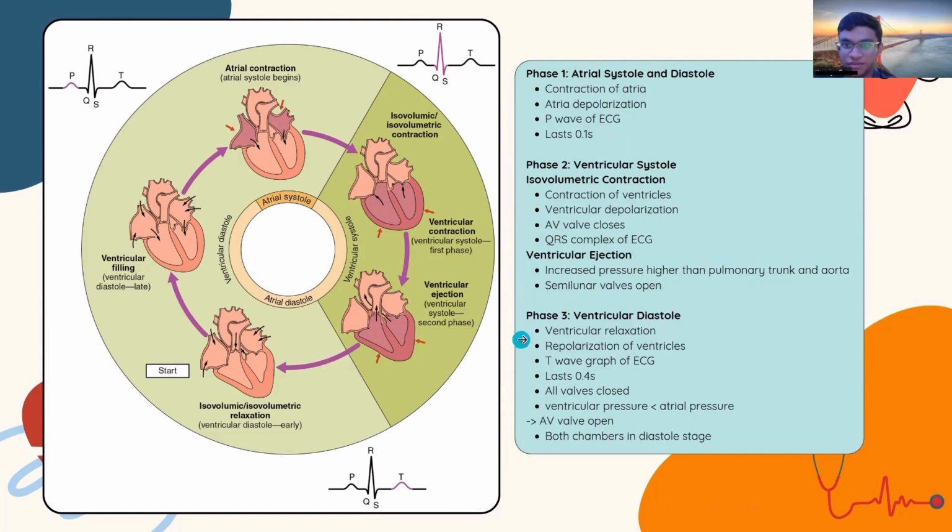Then we have the third phase, which is the ventricular diastole. In this phase, the ventricles will relax and repolarize. It is represented by the T wave in the ECG graph. It will last for 0.4 seconds and all valves will be closed. Ventricular pressure is lower than the atrial pressure, causing the AV valve to open. Then, both chambers would be in the diastole stage.